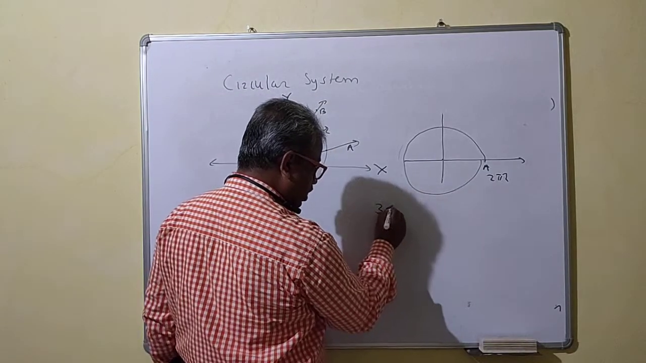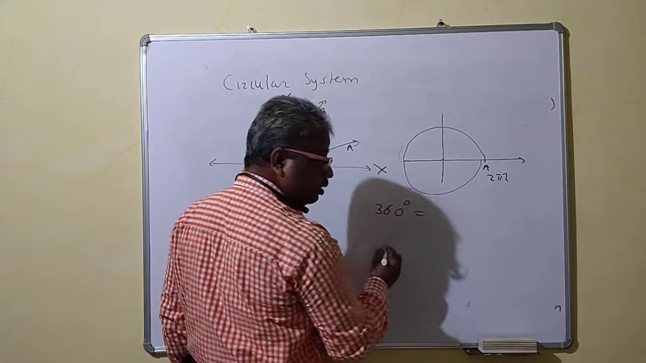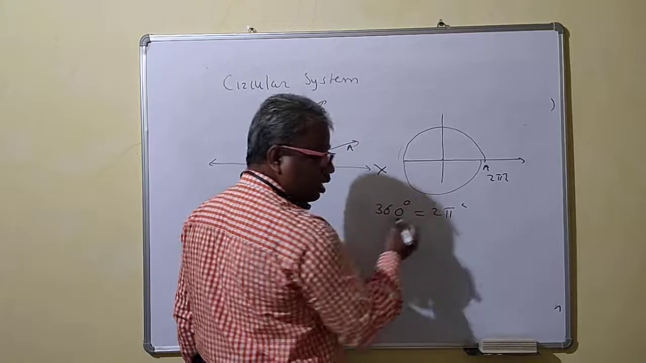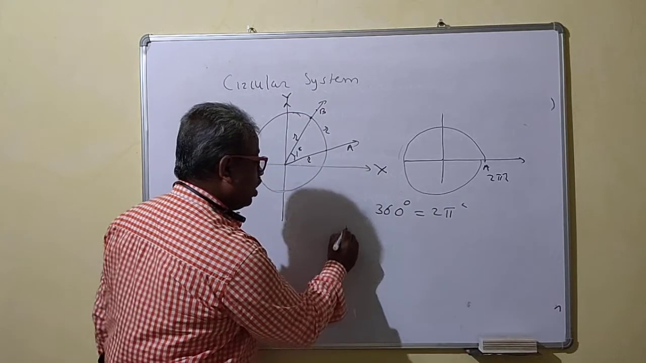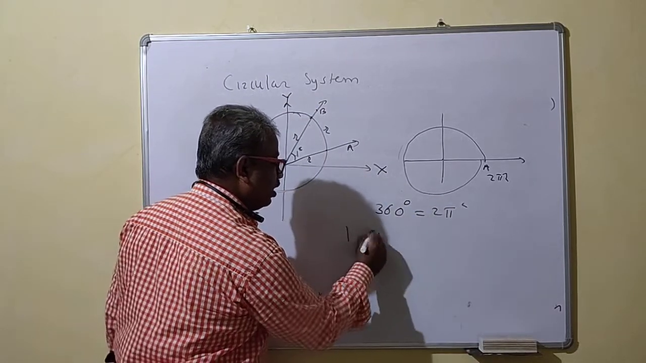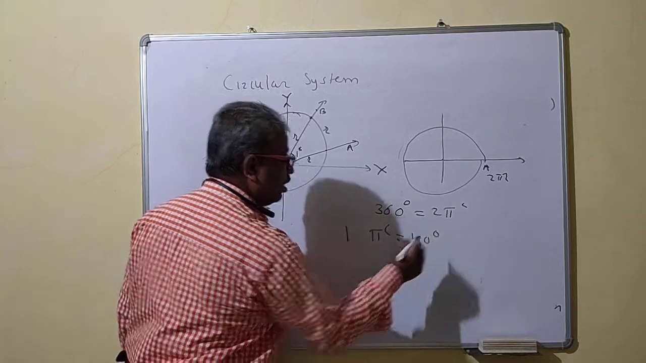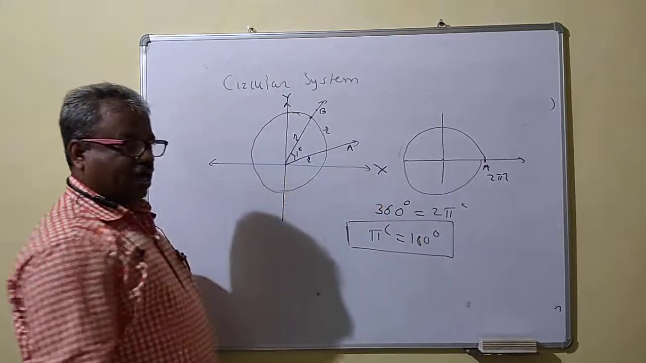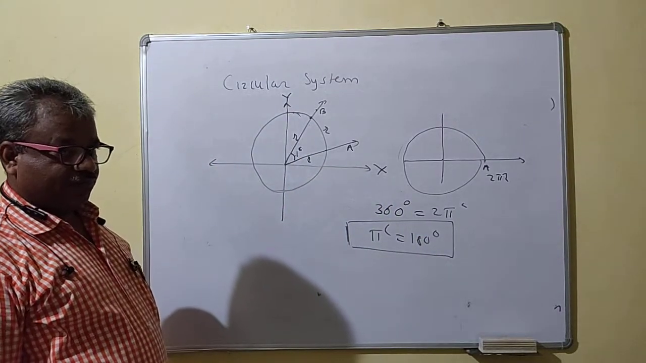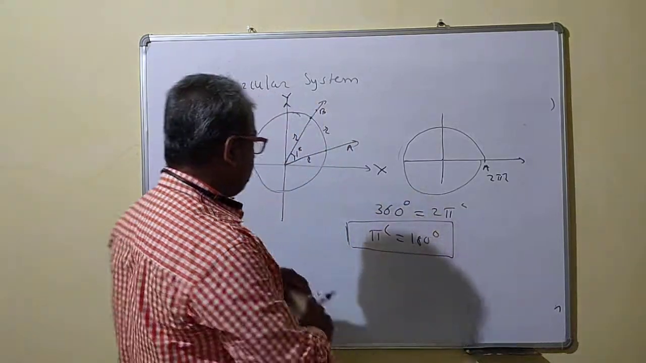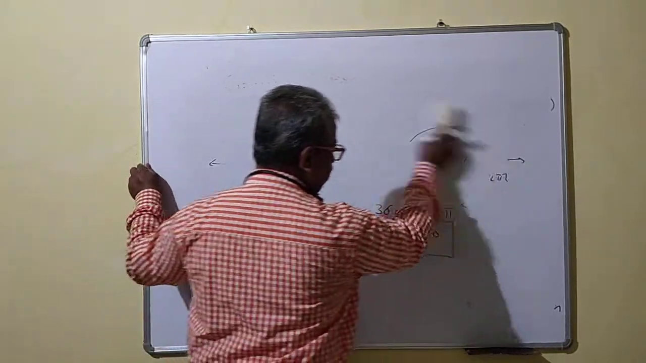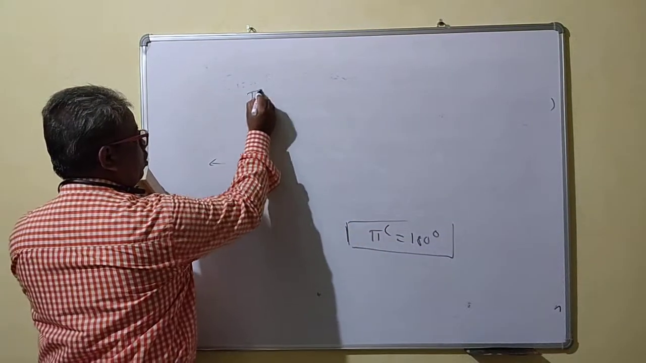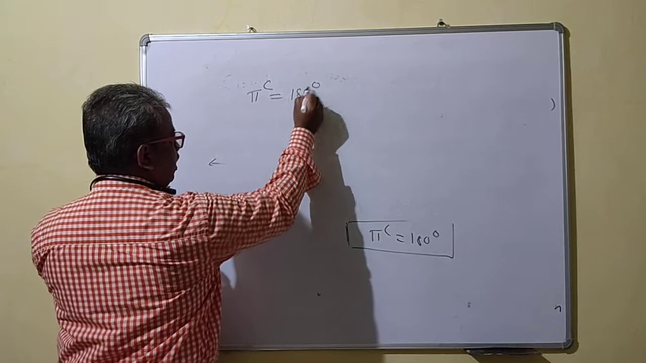So one complete rotation, 360 degree, is the same as 2 pi radian. That means pi radian is the same as 180 degree. Remember this relation. Next we will prove this. We will not see the proof now. So pi radian is equal to 180 degree.